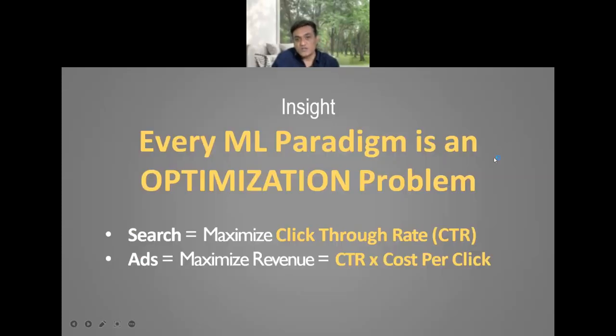So in short, every machine learning paradigm is an optimization problem. We try to optimize better and better, to get the best we can. So basically in the previous case, search is equal to maximize click-through rate. Whenever you click on some ad, ad is equal to maximize revenue. Sorry, I mean to say click-through rate into cost per click. So that is what it is all about: optimization of the business of advertising, the business of providing the results to the search users, etc.